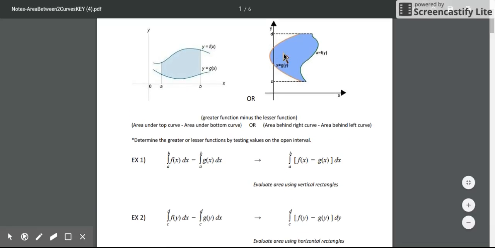Likewise, we could do that with our horizontal rectangles. And all we're doing differently is we're talking about functions that are in terms of y rather than in terms of x. So the exact same process, except that, and there's a typo. That should be dy right there, dy.